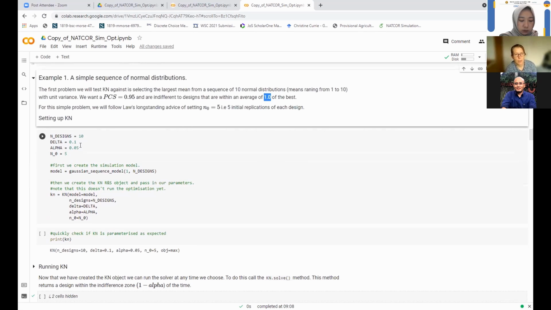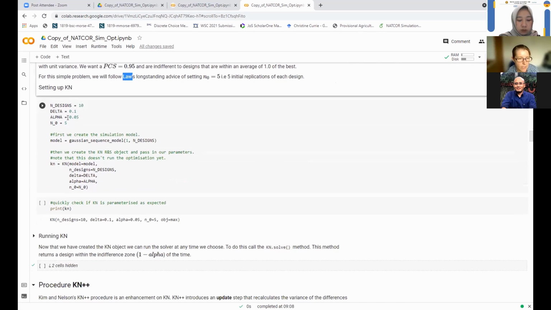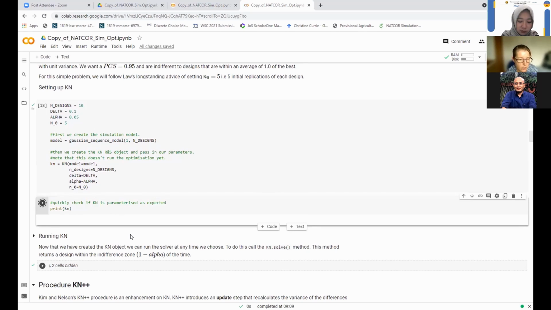And we're going to follow Law. Law is the person who wrote the simulation textbook that many people read, and the general consensus is let's do 5 replications for each design. So if we look at what we've got down here, we've got 10 designs, delta is 0.1, alpha is 0.05, n0 is 5, and we're going to generate our model initially, and then we're going to create this ranking and selection object. So this is basically telling Kn what our parameters are, and these are the only inputs it needs at this point. So I run that, just check it looks right.